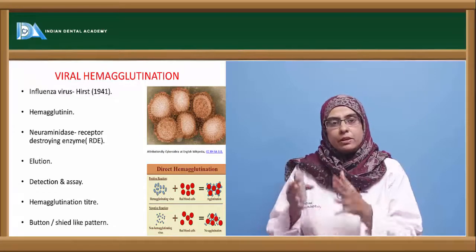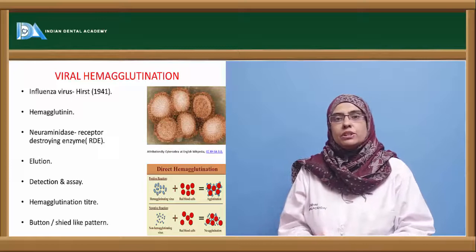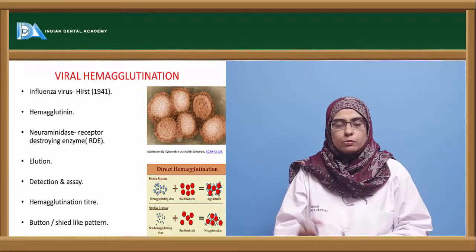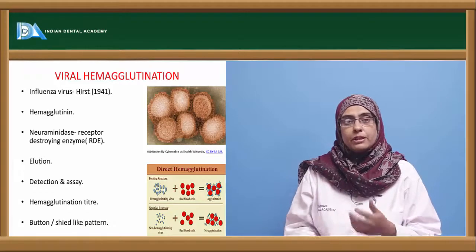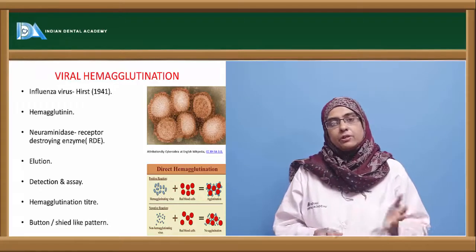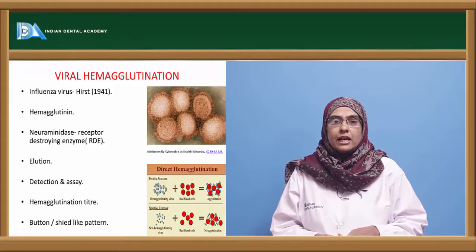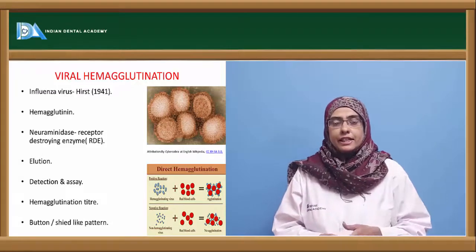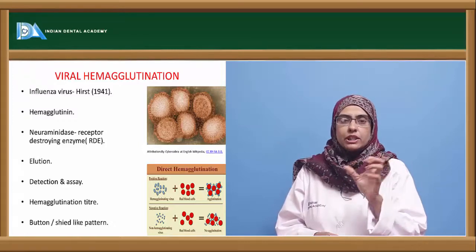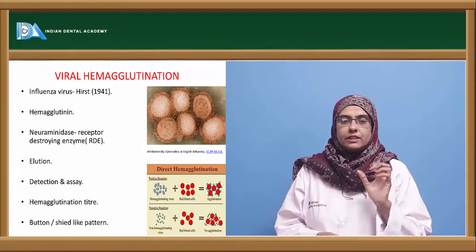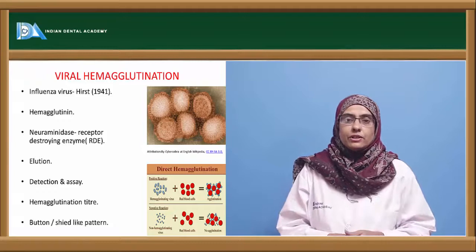Now both this hemagglutination and elution property can be used in the detection and assay of the viruses, mostly with the orthomyxovirus and the paramyxovirus, which have the ability to express hemagglutinin and neuraminidase spikes. Apart from that, the other detection for this influenza virus is the hemagglutination titer. It is mostly a quantitative test in order to identify the infectious virions that are present.